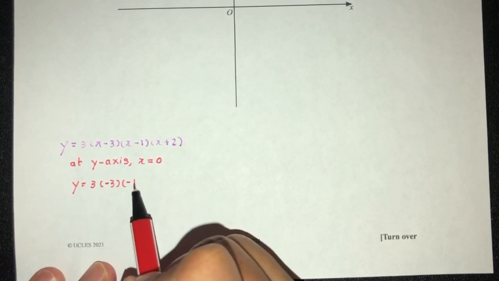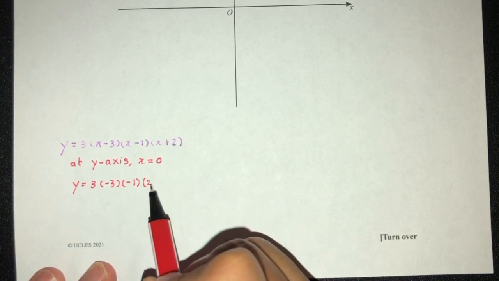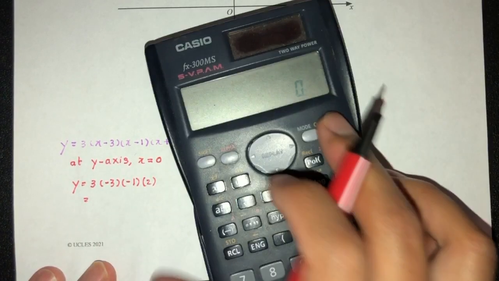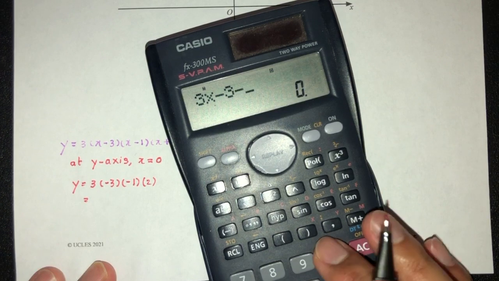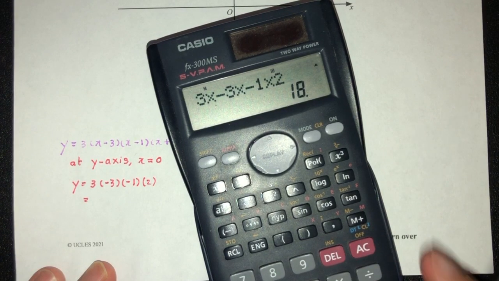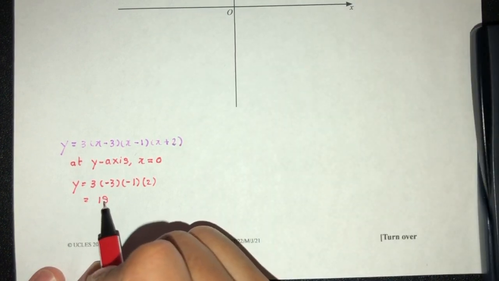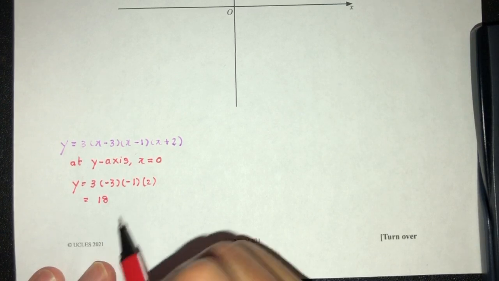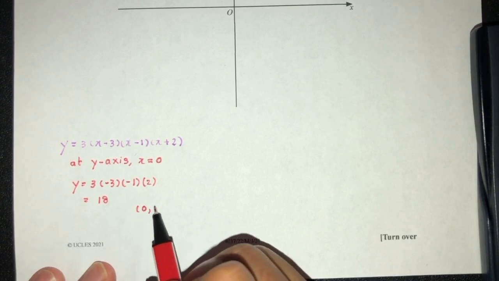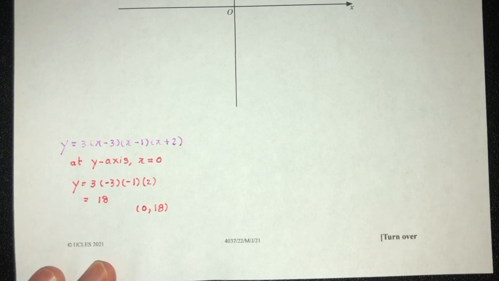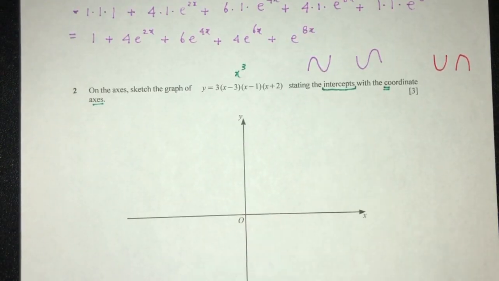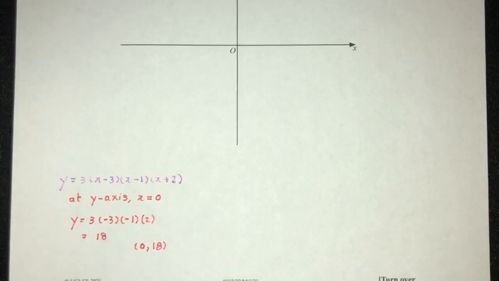0 minus 1 will be minus 1, 0 plus 2 will be 2. Simplify. You will have 3 times minus 3 times minus 1 times 2. That will be 18. So the point on the y-axis will be (0, 18). That's the first point that we have to show. Now let's move on to the x-axis.